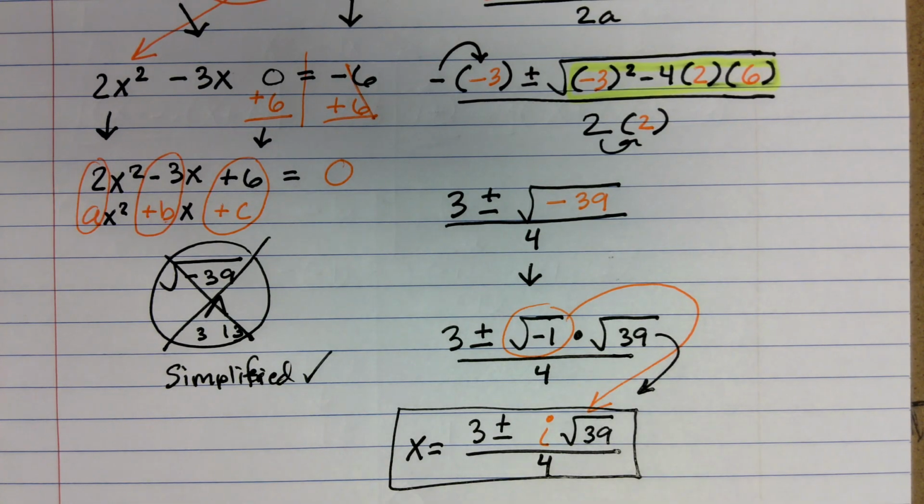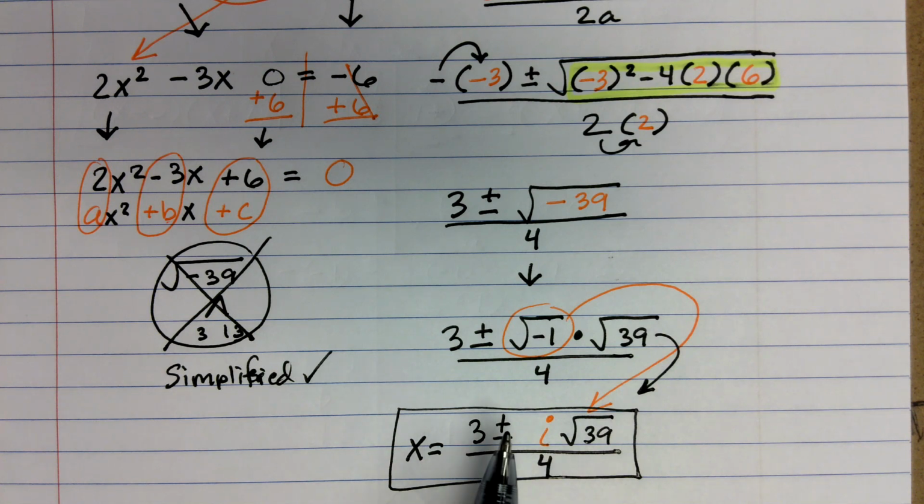That is my complex solutions. One solution is 3 plus i times the square root of 39 divided by 4, and the other is 3 minus i square root of 39 divided by 4. But instead of writing 2 problems like I did in the last one, I'm just going to write 1 with the plus or minus, and anybody looking at this mathematically would understand this represents 2 complex solutions.